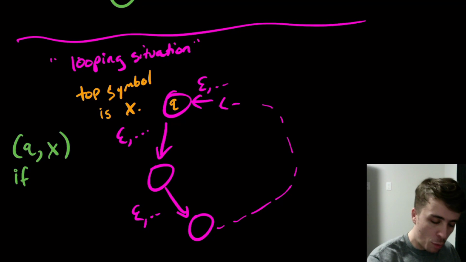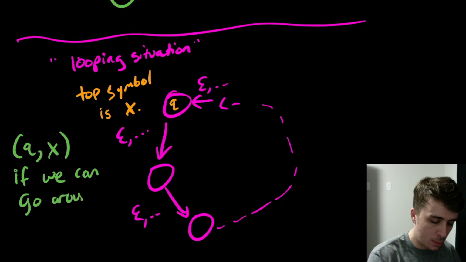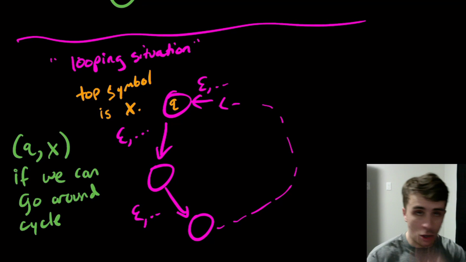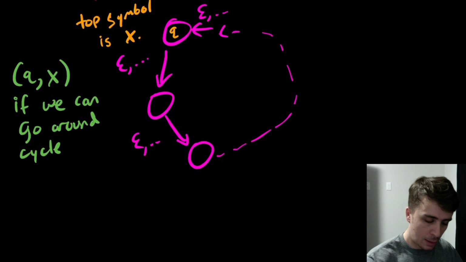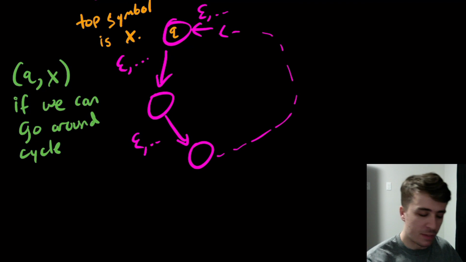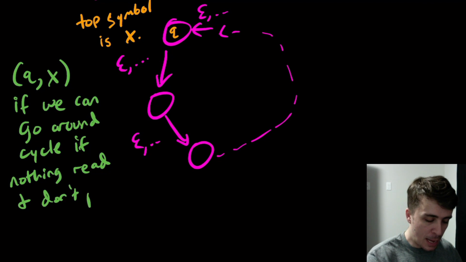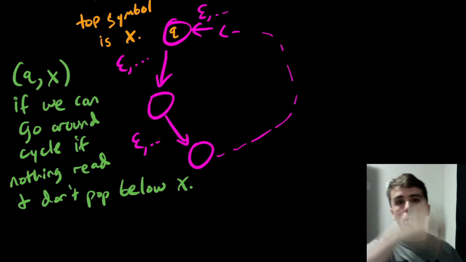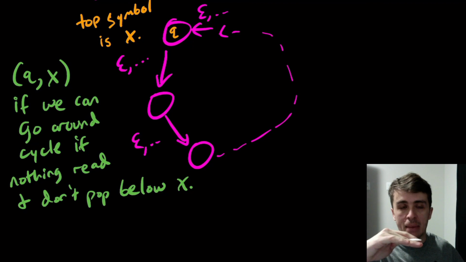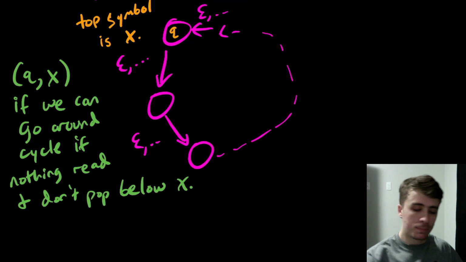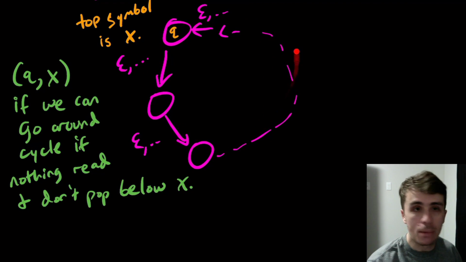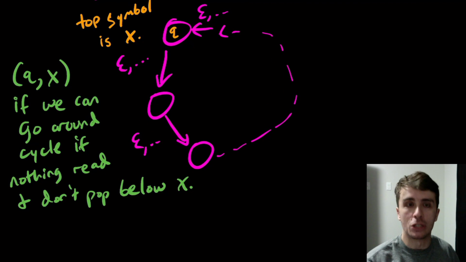If we can go around this cycle, some cycle in the DPDA somewhere, it doesn't necessarily have to be here, and there could be multiple of these, if there's nothing that's reading at all around the cycle, and we don't pop below this character X. That means that once we go around, the stack is either exactly the same height or it grows. And so we can just keep going around and around and around and never actually stop.